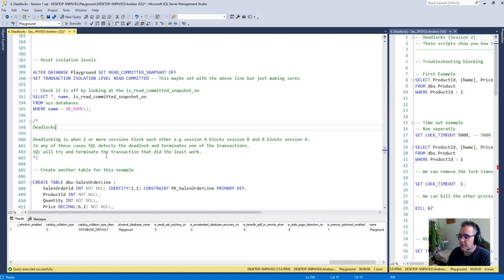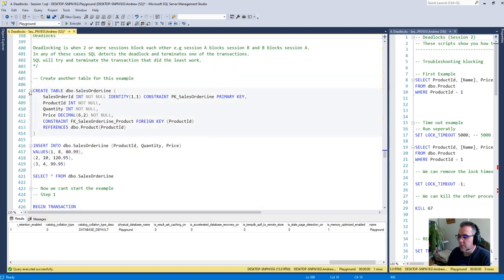We'll talk about deadlocks. So a deadlock is when two or more sessions block each other, e.g. session A blocks session B and B blocks session A. In any of these cases, SQL detects the deadlock and terminates one of the transactions. SQL will try and terminate the transaction that did the least work.